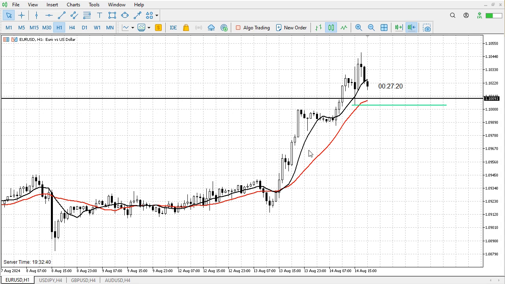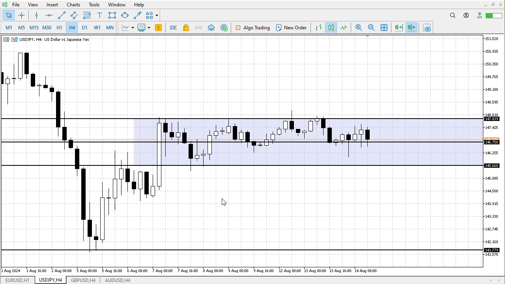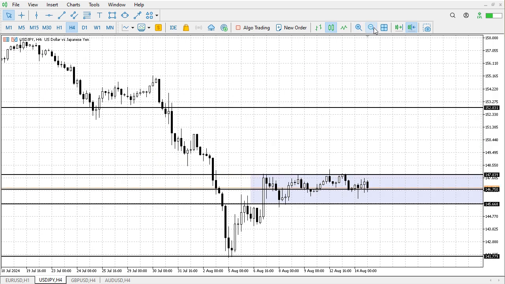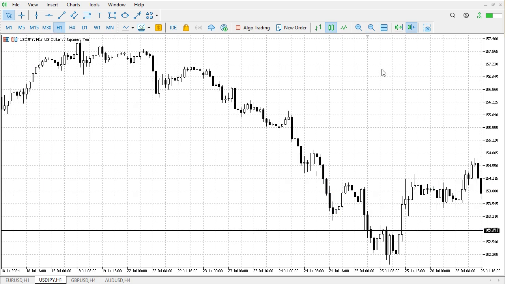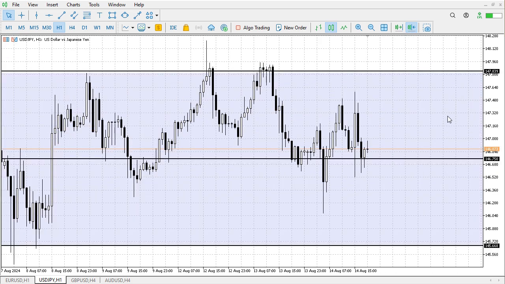On Euro USD, we didn't do anything because we didn't see a setup. On UJ, we took a number of trades which panned out very successfully, and we were able to make some pips here, up to this level, and here up to this trade level. So we made some pips there.